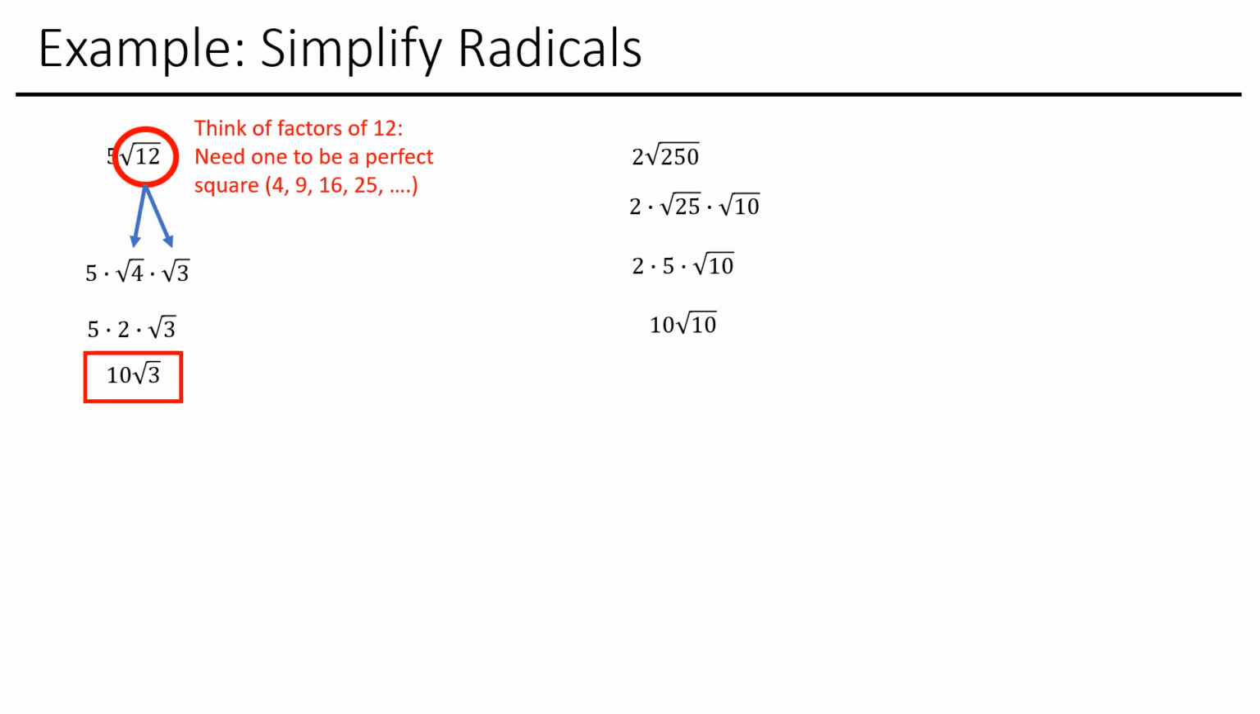root of 10. Now let's think about factors of 10. So I know that there's only 1, 2, 5, and 10. And none of those are perfect squares. So I cannot simplify the square root of 10 anymore. And so this is actually your final answer. All right, let's simplify a few more expressions.